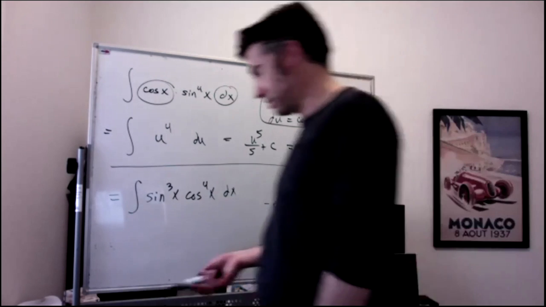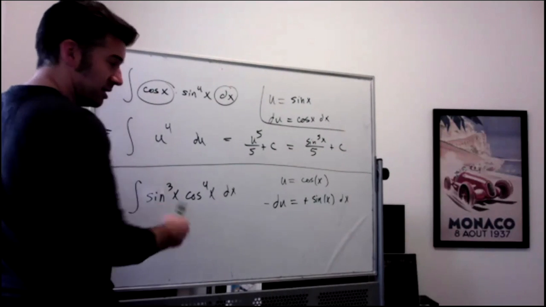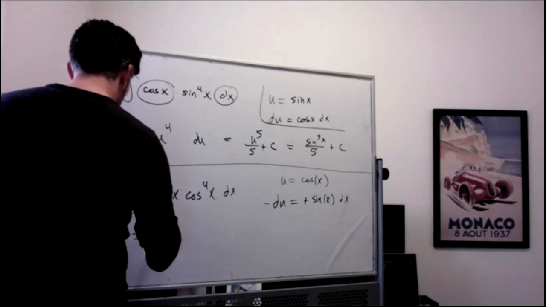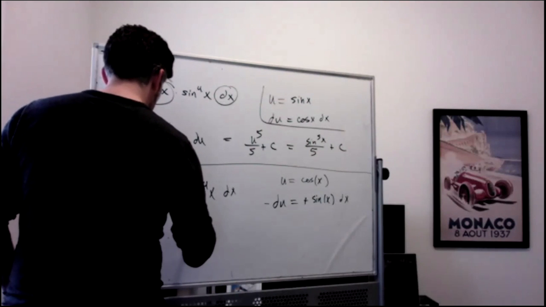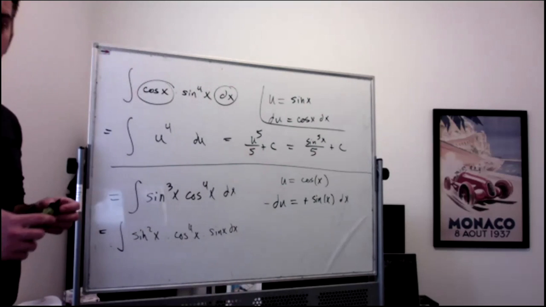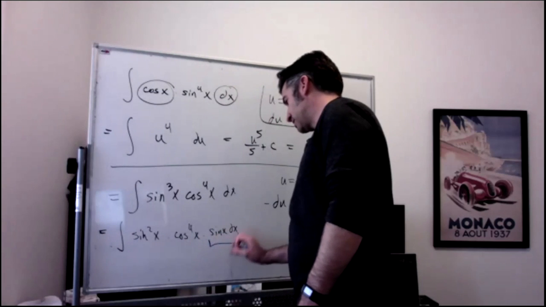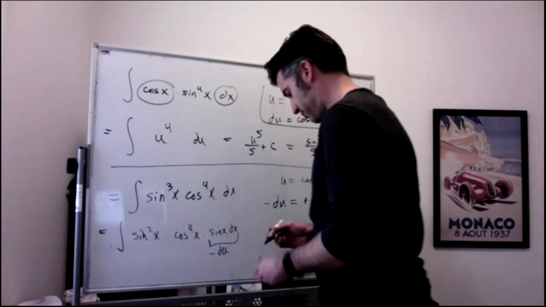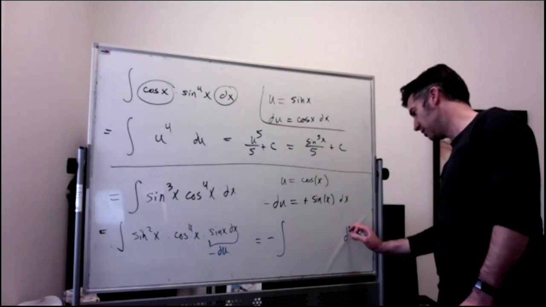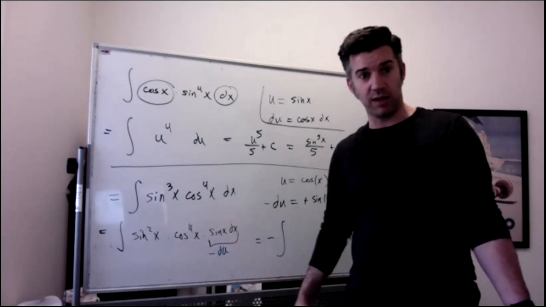So watch me rewrite this. I'm going to rewrite this as the integral of, well, sine cubed is sine squared times sine. So write this as sine squared of x times cosine to the fourth of x times sine of x dx. I've still got the same amount of sines. But now, sine of x dx is negative du. So I can start rewriting this as negative the integral of du. And I want you guys to tell me, what's cosine to the fourth going to become?